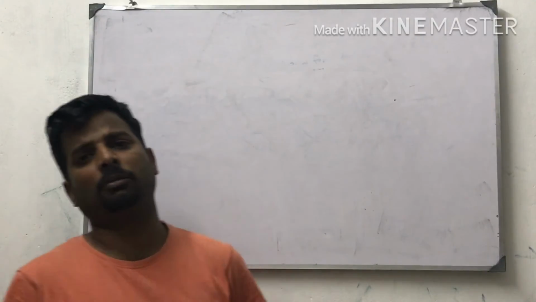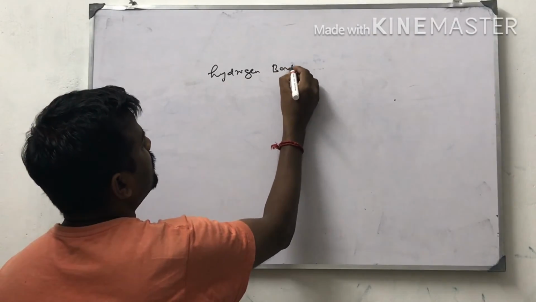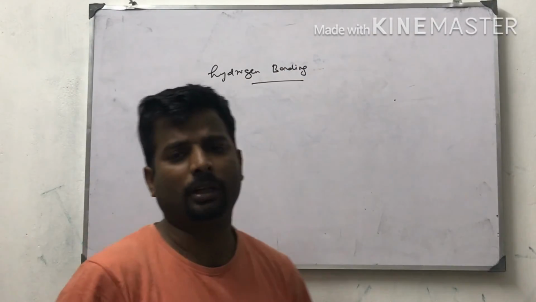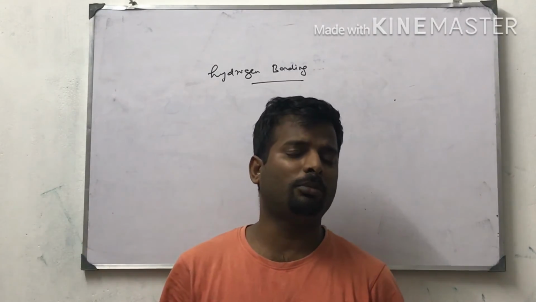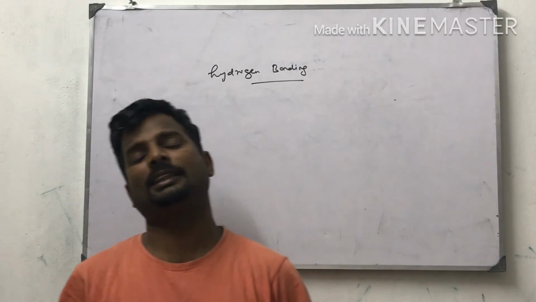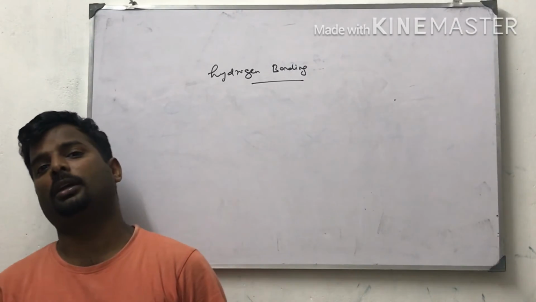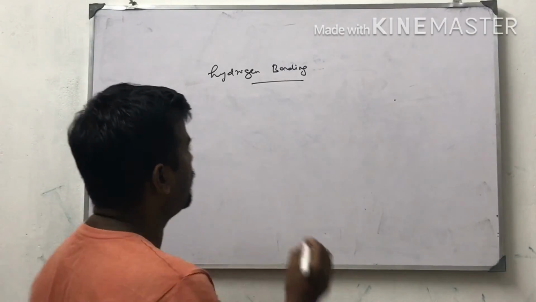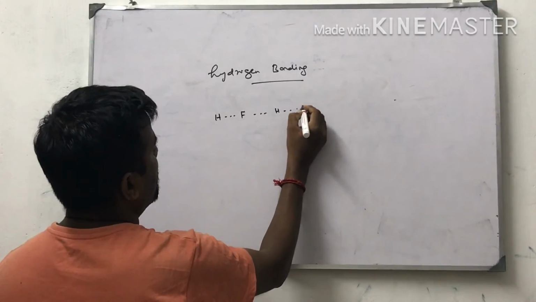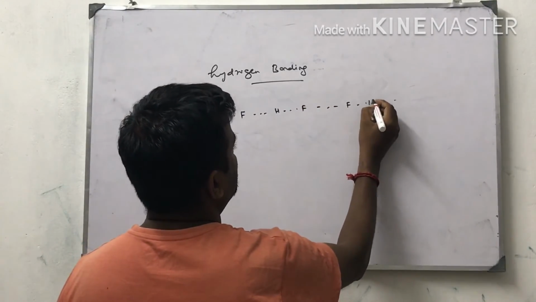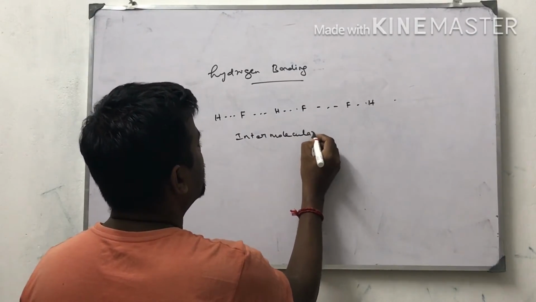Next I am going to talk about hydrogen bonding. There are two types of hydrogen bonding. One is intermolecular hydrogen bond, the other is intramolecular hydrogen bond. Hydrogen bonding taking place within the molecule is called intramolecular hydrogen bond. Hydrogen bonding that takes place between different molecules is called intermolecular hydrogen bond. Example, HF. This is an example of intermolecular hydrogen bonding.